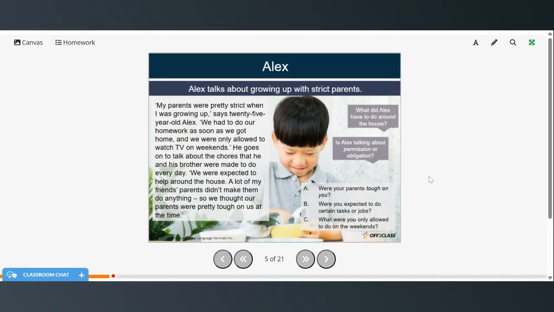Alright, so now we're going to read about Alex. Alex talks about growing up with strict parents. You can pause the video and read this on your own, or you can follow along as I read.